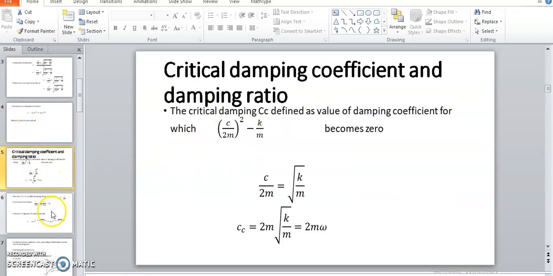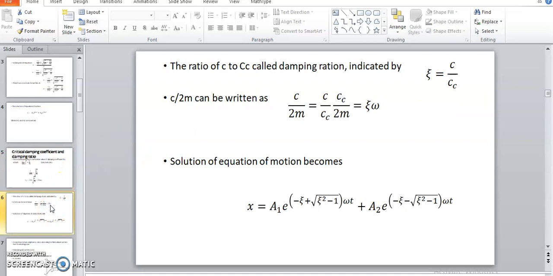So we get this solution, which again has two roots. The c by 2m we can rearrange and rewrite as zeta omega. Now we introduce one more term, zeta. This zeta is nothing but the ratio of the damping coefficient C and the critical damping coefficient Cc.